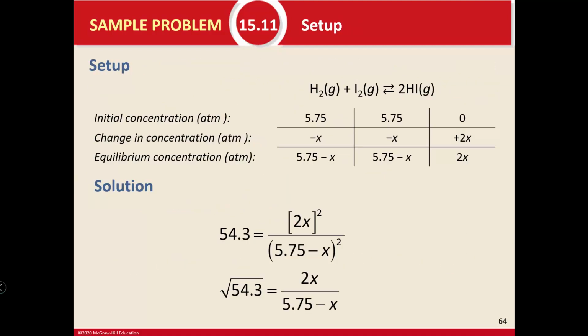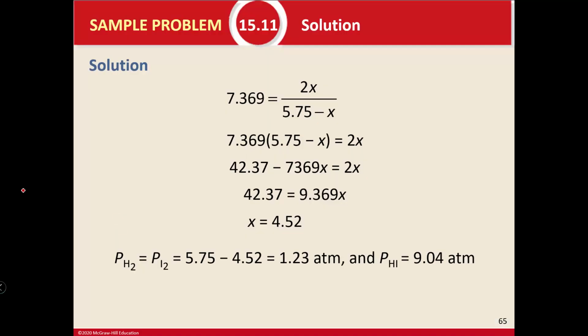So here we go. Set up your ice table. This should be old hat by now. Plug it into the expression, and you go, oh, this is nice. This is all squared, same term, so you can take the square root of both sides. Takes the square out of here. You can then solve, once you get this number, you can multiply it by this, manipulate the equation to solve for x. We like these problems. It's much easier. Plug those into the expression, the equilibrium constant, or put it in your ice table. Let's say that correctly. Put it in your ice table.